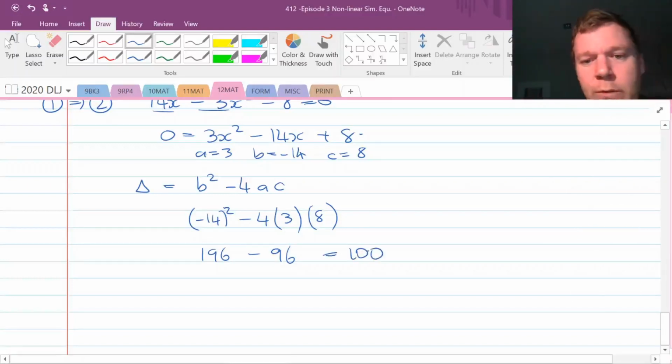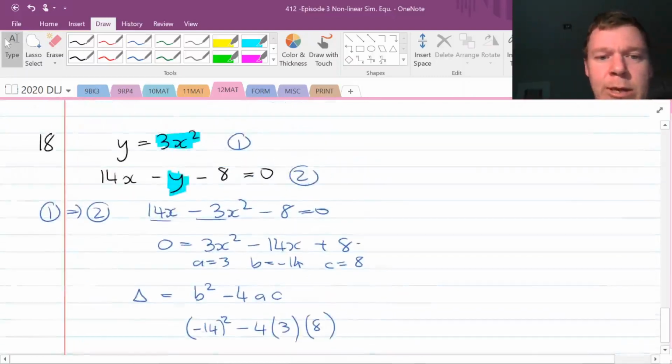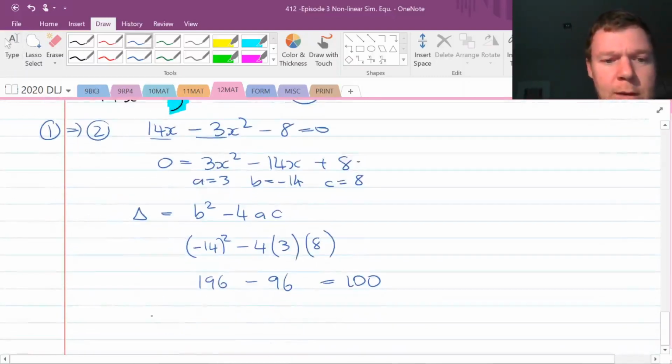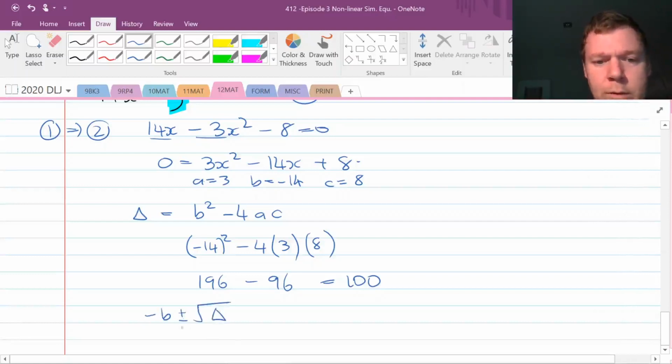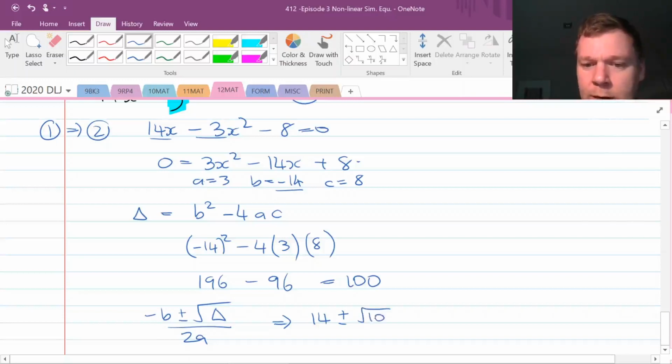So that's going to give us a discriminant of 100, which is a nice number because that's when we do the square root of that. Minus b plus or minus the square root of the discriminant over 2a. Right. 14, so it's positive 14 because b was negative 14, so we got double negative cancelling out, plus or minus the square root of 100 divided by 6.